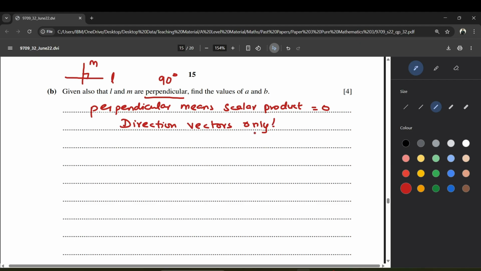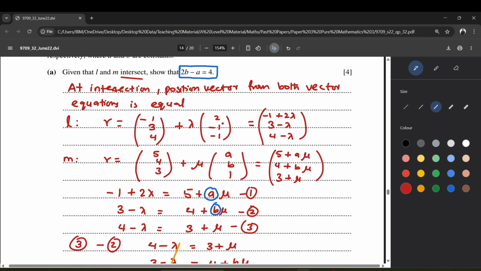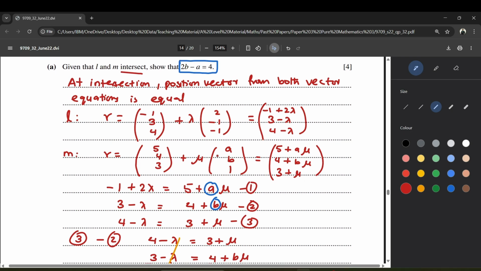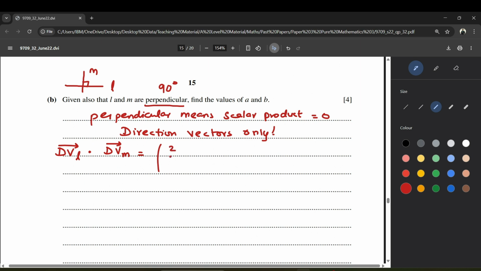Okay, we only consider the direction vectors. So the direction vector of L dot the direction vector of M. For L we have 2, minus 1, minus 1, dot a, b, 1. This is equal to 2a minus b minus 1 times 1, that is minus 1, and now we can finally equate this to 0.